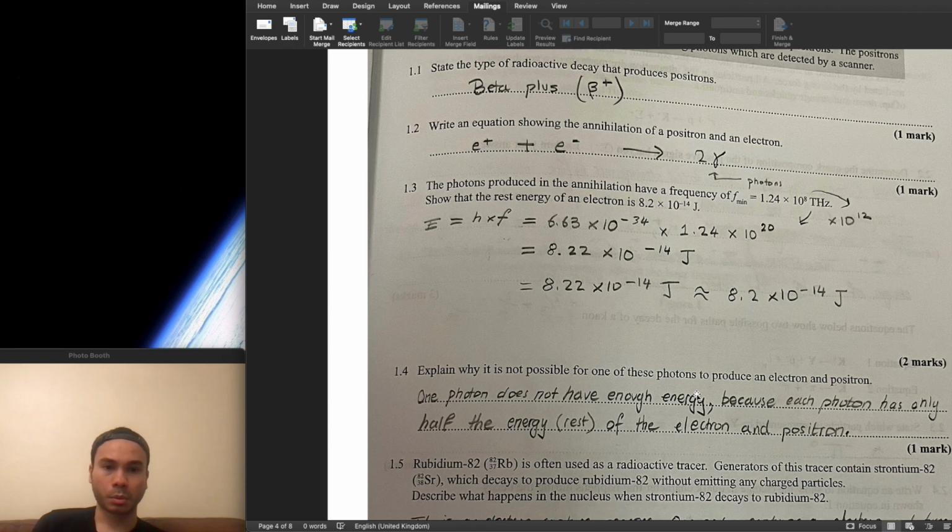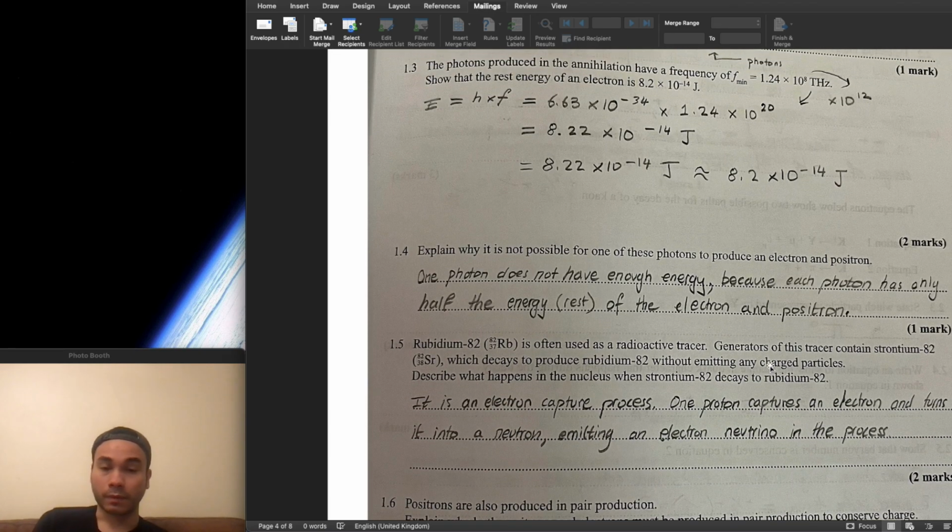Explain why it is not possible for one of these photons to produce an electron and a positron. So one photon does not have enough energy, because each photon has only half the energy, the rest energy, of the electron and positron. Okay, so again, we can't have that, and in this particular case, we know that the electron and the positron are fundamental particles, so these would have to be even smaller particles, if they did exist.